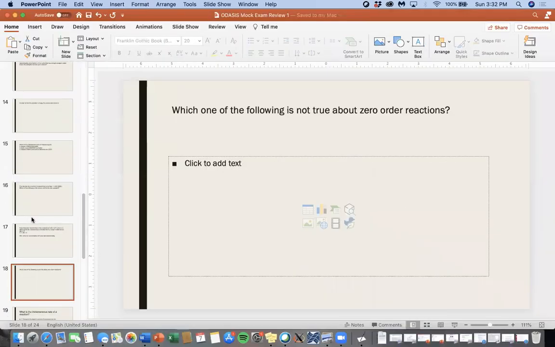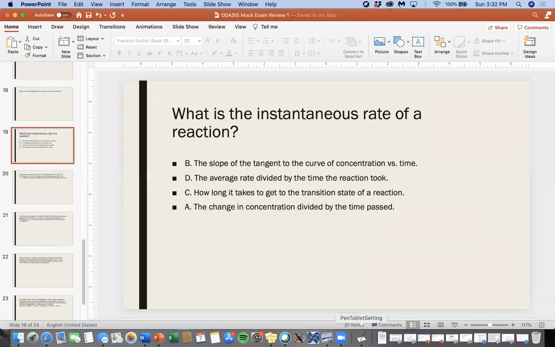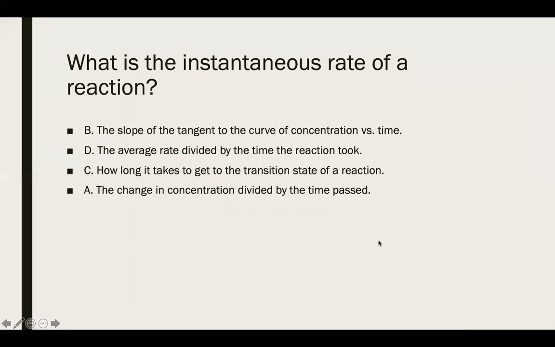Okay. If not, we'll keep going. This one asks what the instantaneous rate of a reaction is, so we can go through each answer. The correct answer is B, the slope of the tangent to the curve of concentration versus time is the instantaneous rate. But we can go through each of the other answers and then go back to this one.